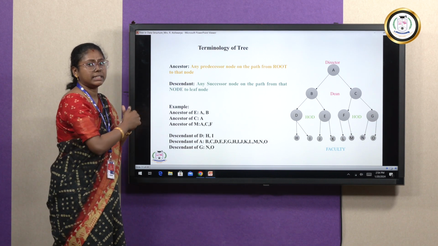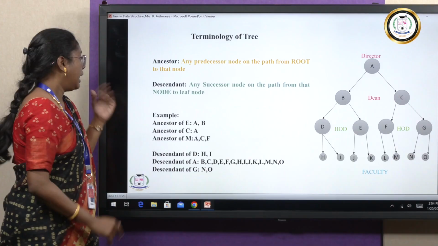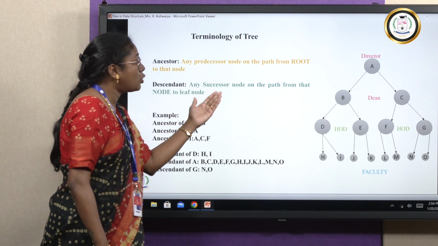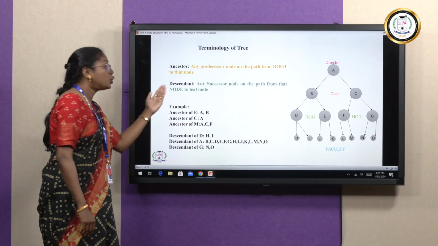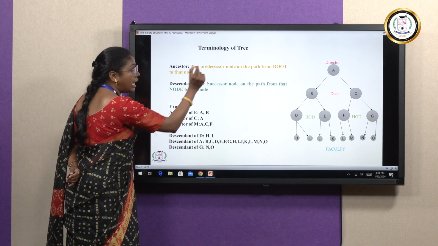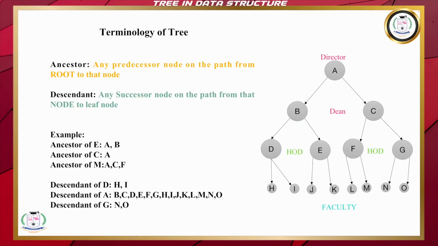This is any predecessor from the root to that node. Next one, a descendant. A descendant is nothing but any successor node on the path from that node to the leaf node. Please mention this one. This is very, very important in that. So let's see the example.